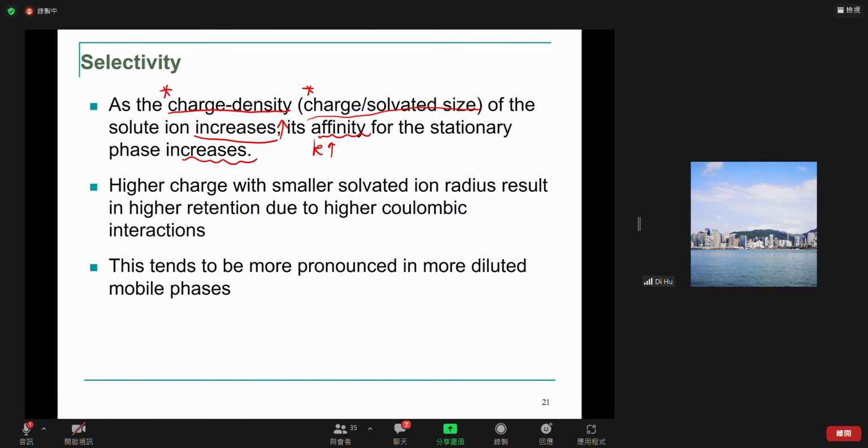Okay, so this is how we tell the affinity, the elution order, the K value. You can see this is really charge density that matters, the charge over the solvated size of the ion. The high charge with smaller solvated ion radius results in higher retention because it has what? A higher Coulombic interaction, so it has a higher affinity. So it can be more pronounced in more dilute mobile phases. Okay, if everyone understands, we move on to the next slide.